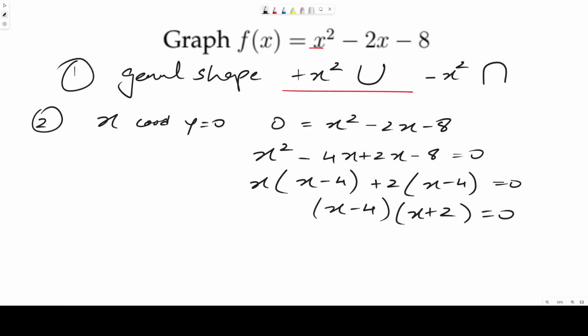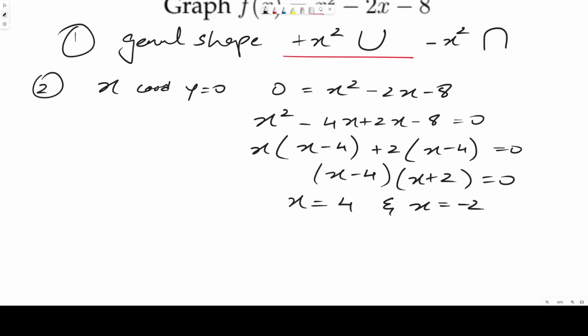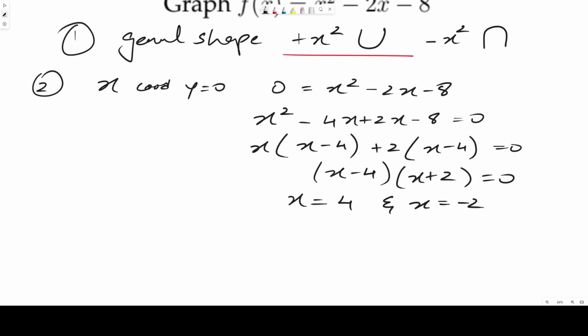Therefore my values of x are x equal to 4 and x equal to negative 2. Now these are the values of x, but these are not the coordinates. The coordinates would be (4, 0) and (negative 2, 0). There's a small difference, but there is, and make sure you write this down for your teacher or professor so they don't mark you off for this.